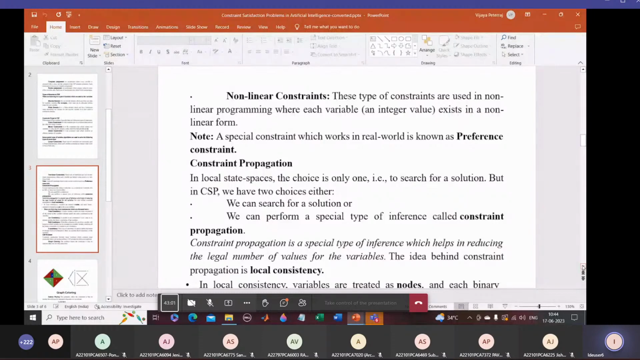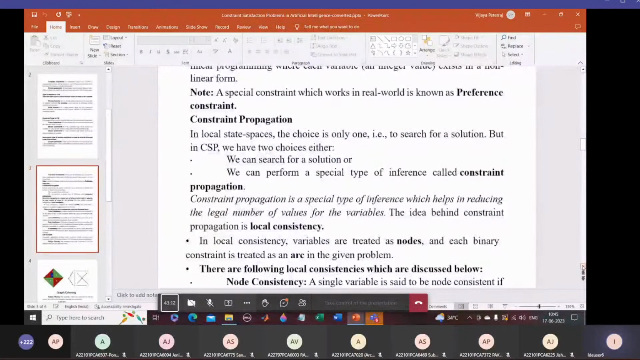And propagation, here two choices will be there. We can search for a solution or you can go for some constraint propagations. So what is constraint propagation? It's a special type of inference. It will be reducing your legal number of values for the variables.